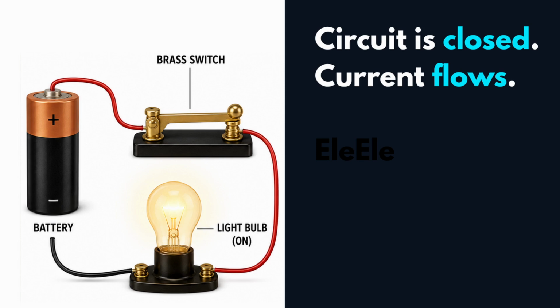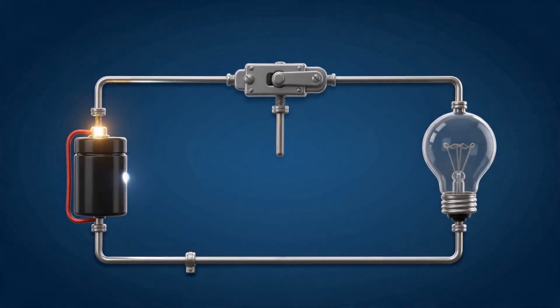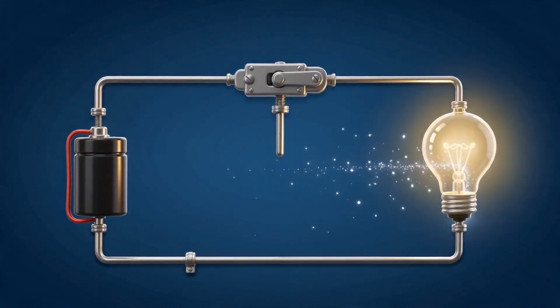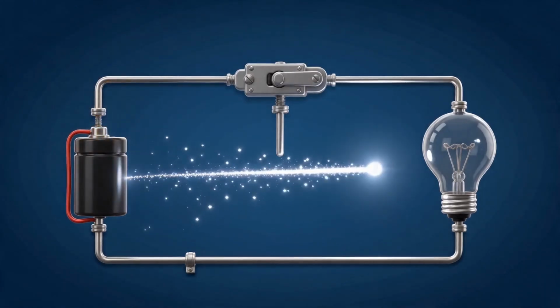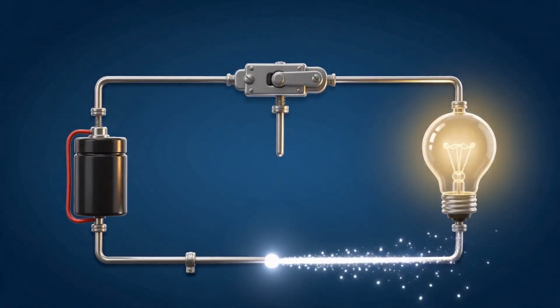Complete means the current can flow from the positive end of the battery all the way through the components, in this case the light bulb, back to the negative terminal of the battery. That's the complete circuit. The light bulb comes on because there is now a complete loop through which current can flow.